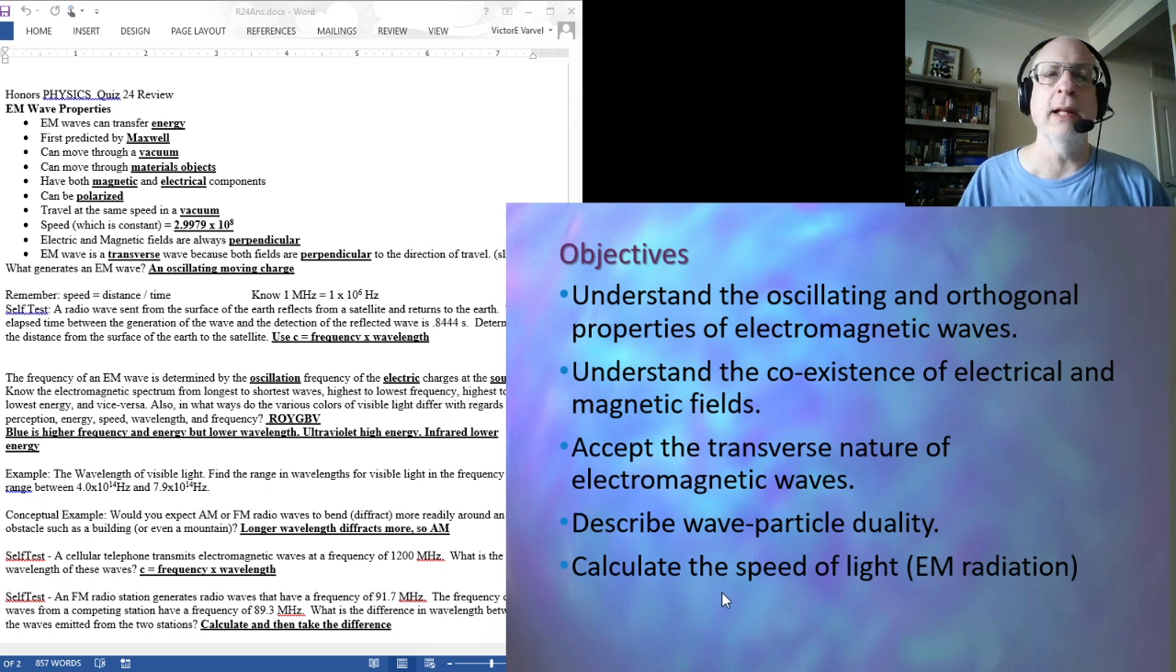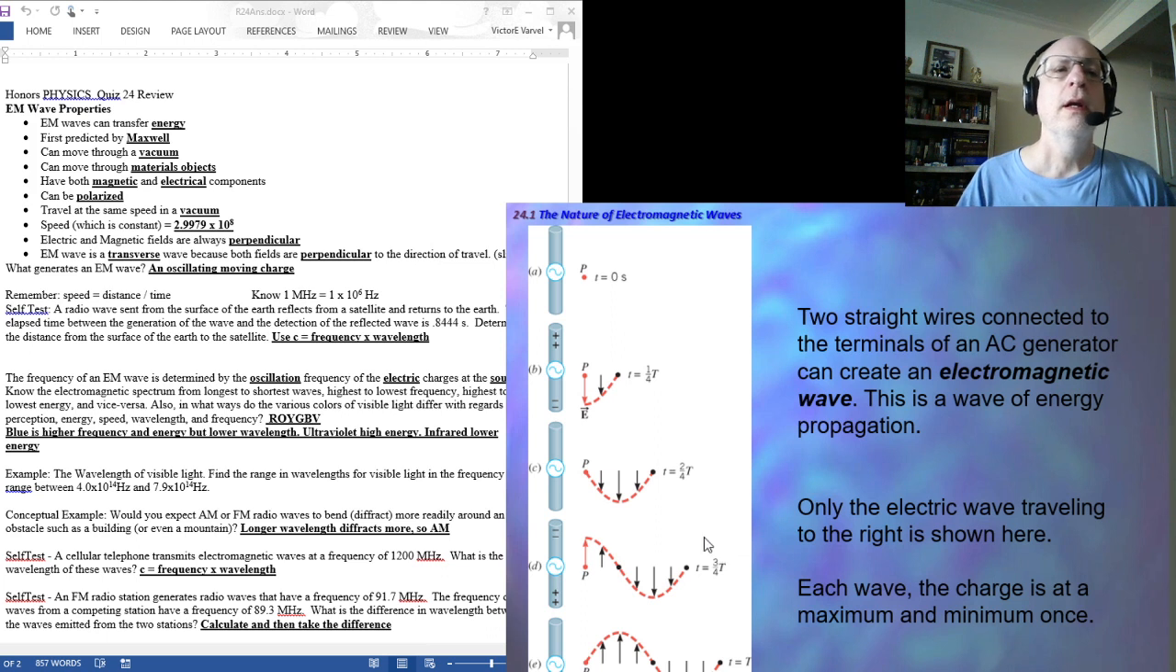We've talked in the past about the calculation of it, such as using rotating mirrors and many of the ways that the speed of light has been measured. So first of all, let's say that I have, and this little squiggly there, remember, the tilde means that this is an alternating current. So the current is going back and forth. So I have straight wires connected to the terminals of an AC generator. Since it's alternating current, it's going back and forth. Alternating current creates electromagnetic waves. This is a wave of energy propagation.